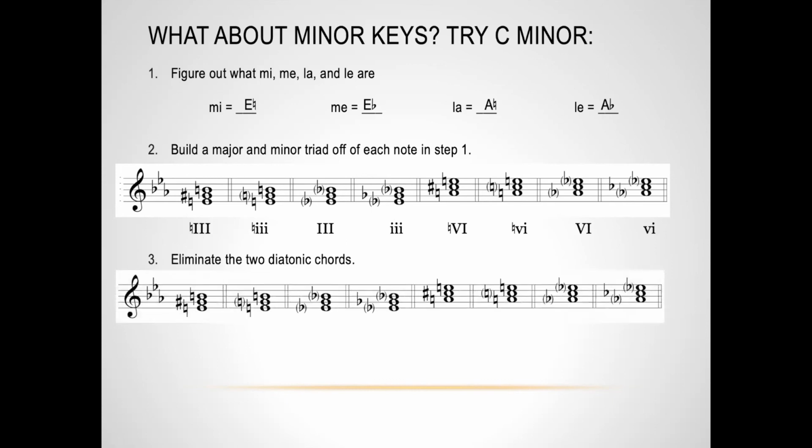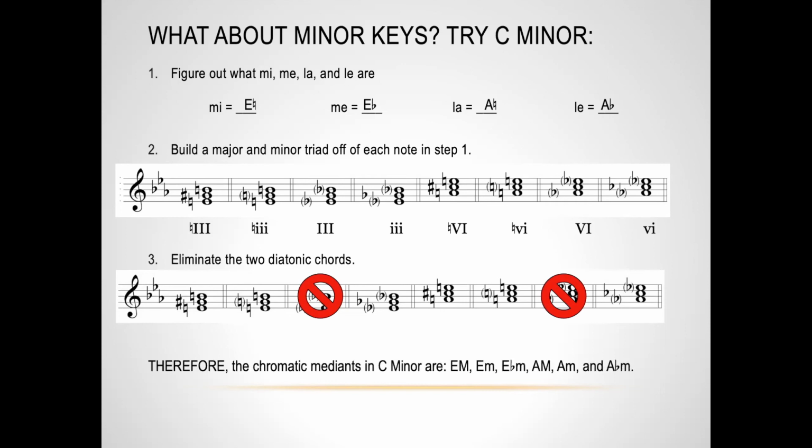And the 2 chords that you will eliminate are going to be different because we're in the minor key. And those 2 chords are the big 3 and the big 6, built on the diatonic scale degree 3 and scale degree 6, respectively. That will leave us with 6 chromatic mediants. And these include E major and E minor, both built on mi, or scale degree raised 3, E flat minor, and then we've got A major and A minor, built on the raised form of scale degree 6, la, and then A flat minor.